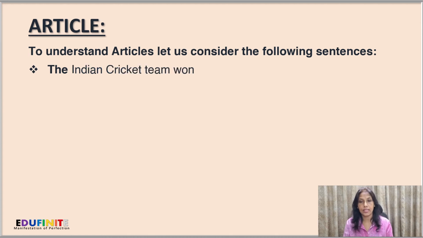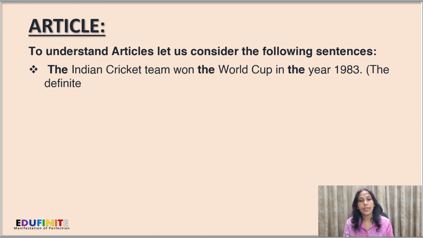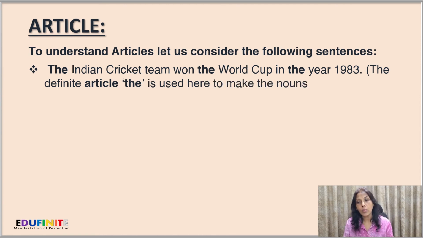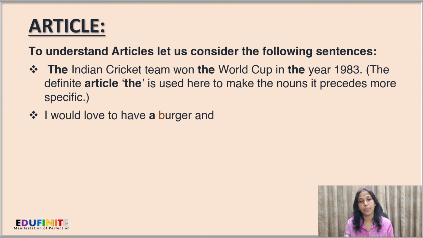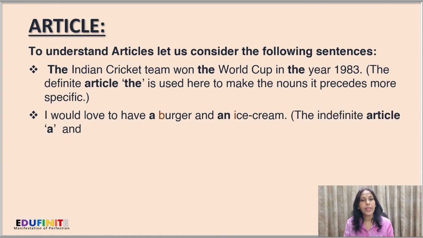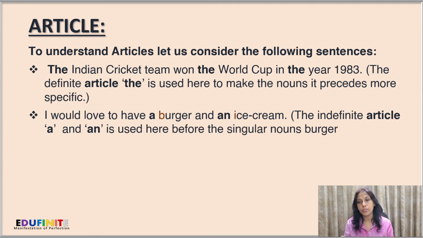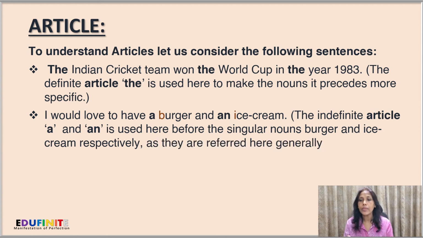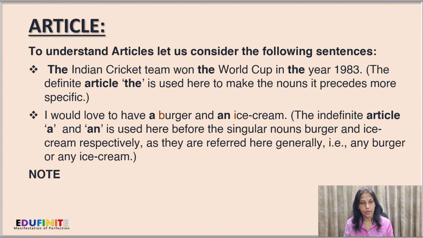The Indian cricket team won the World Cup in the year 1983. The definite article the is used here to make the nouns it precedes more specific. Now, I would love to have a burger and an ice cream. The indefinite articles a and an are used here before the singular nouns burger and ice cream respectively, as they are referred to here generally, that is, any burger or any ice cream.